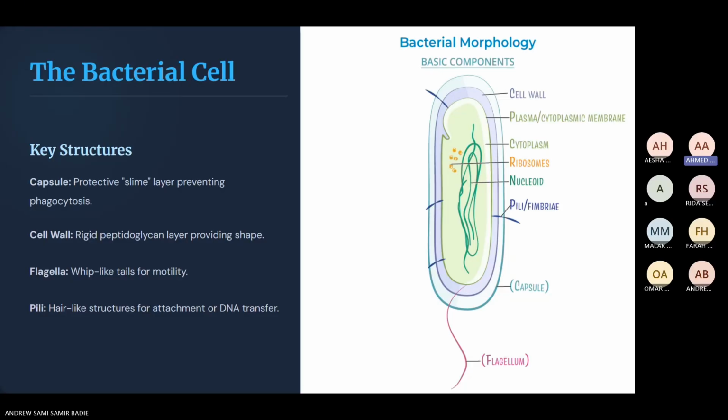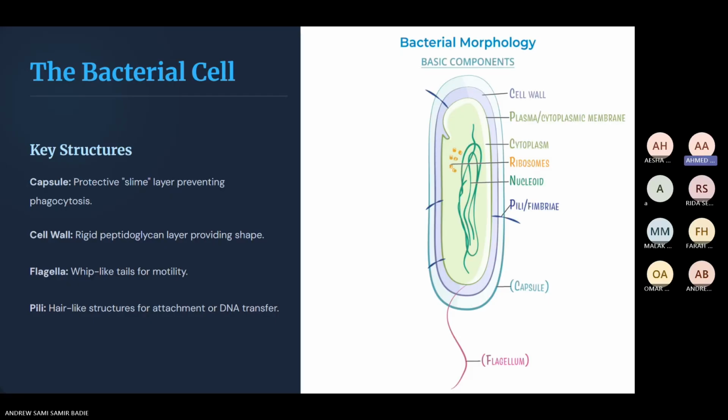Moving on to the flagella, which is a whip-like structure that acts like a propeller. It's mainly for the movement of the bacteria. And pili, which are hair-like structures, help the bacteria to stick to surfaces, and they can also help in transferring genes like DNA.